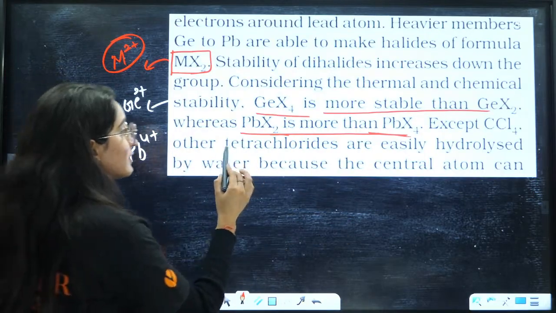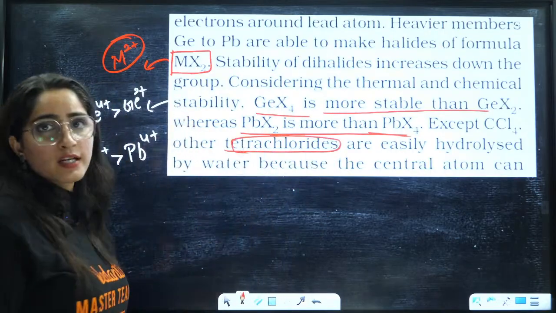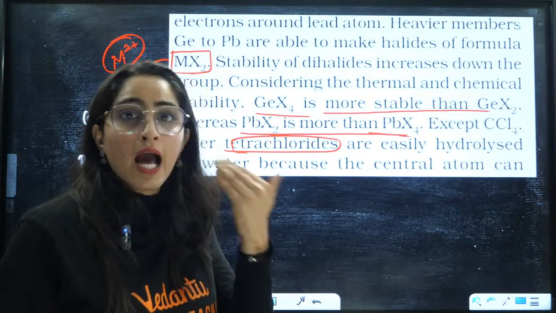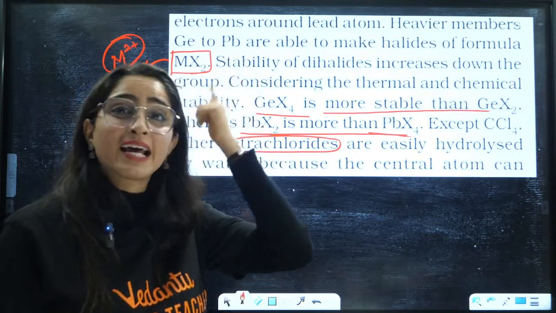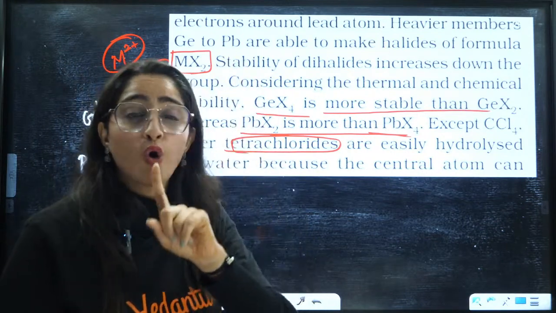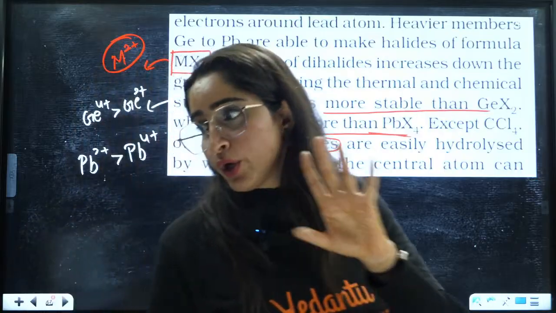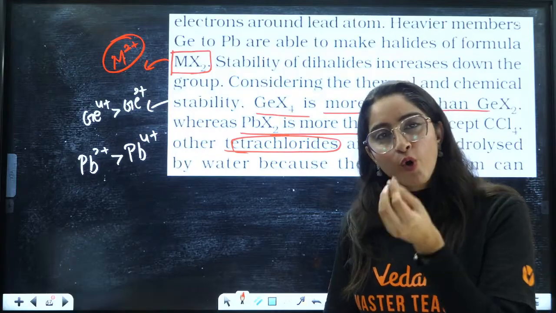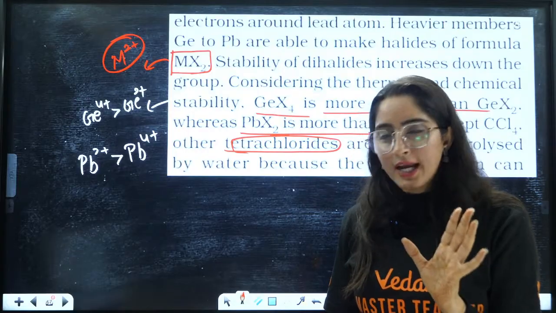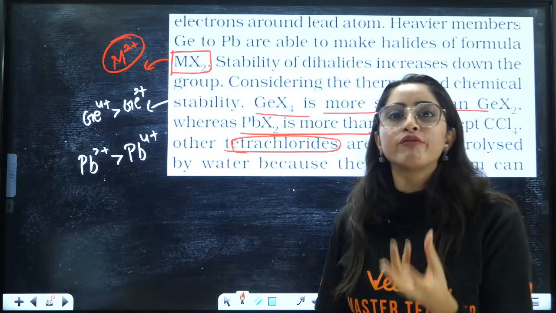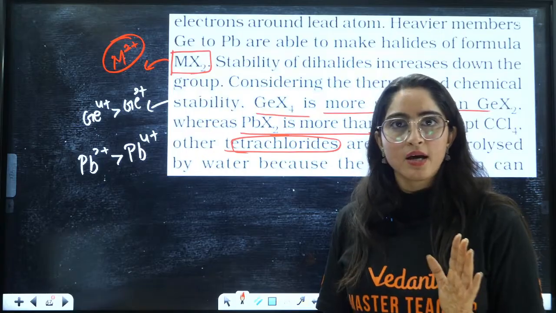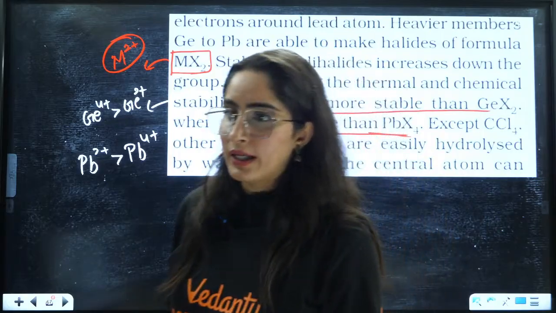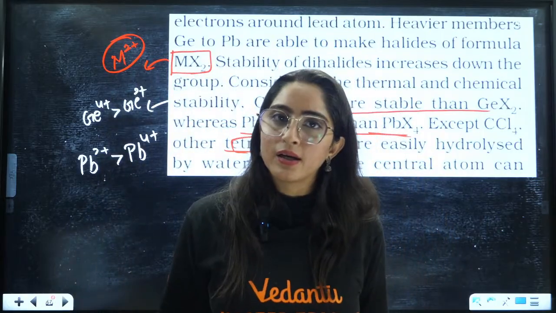If we talk about other tetrachlorides, for silicon and germanium, they are easily hydrolyzed except for carbon, just like in the case of boron. For boron also we did the same thing. Do you remember that? Boron has an anomalous behavior, right? Boron behaves very differently as compared to the other elements. This we did in group 13. Same is the case with group 14. Same thing will happen here.